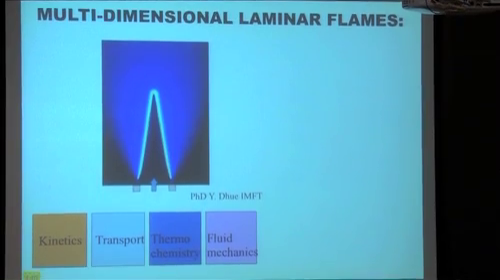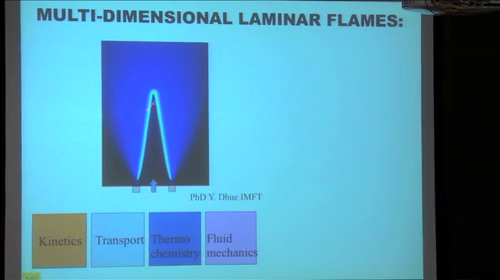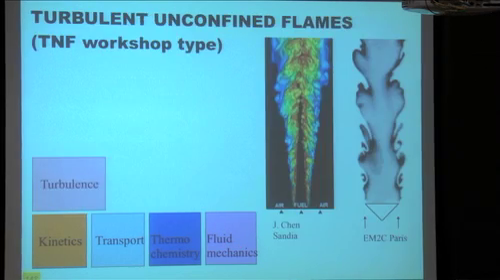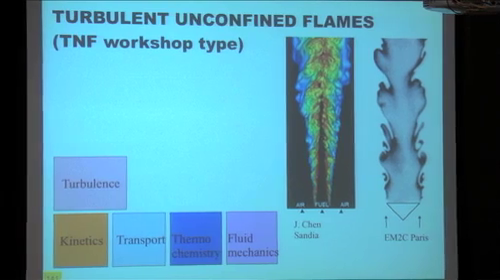Then you can start worrying about a flame which is still laminar, but not a simple strained flame, but multidimensional. Typically this kind of flame, and then you need to start talking about fluid mechanics. That gets a little bit more complicated. And then you go to turbulent flames, typically what you find in TNF workshops. So those are unconfined turbulent flames. On top of all that, you need to add some description of turbulence. And that's where things get interesting.